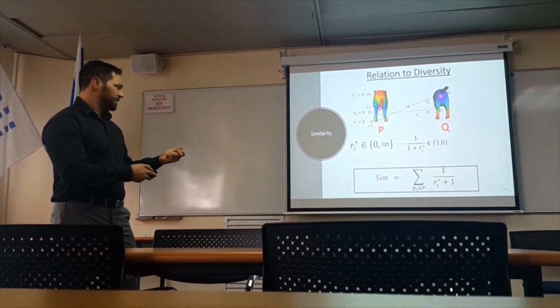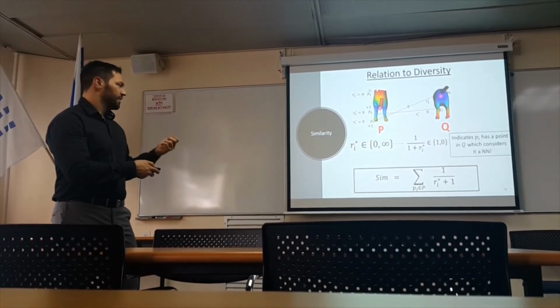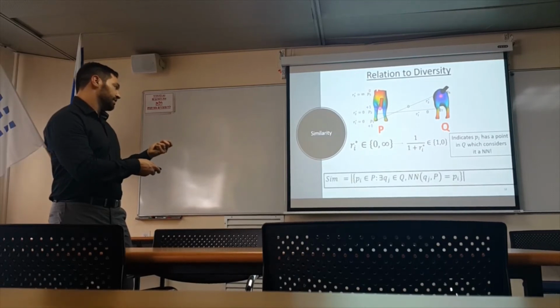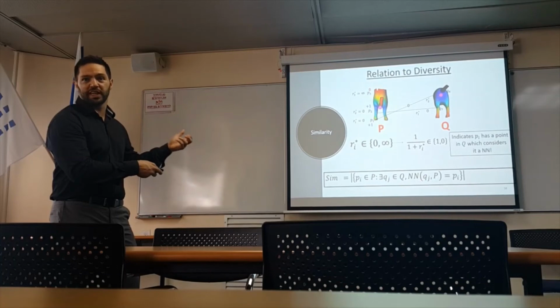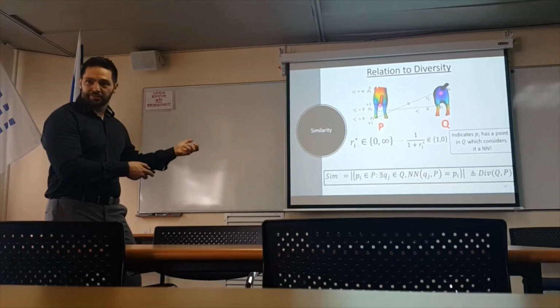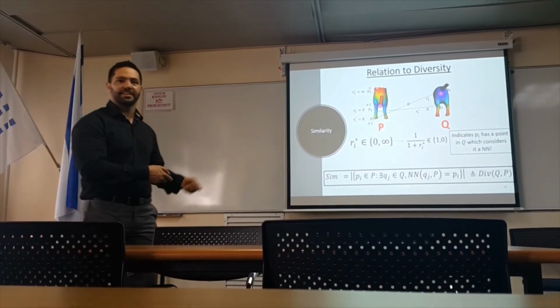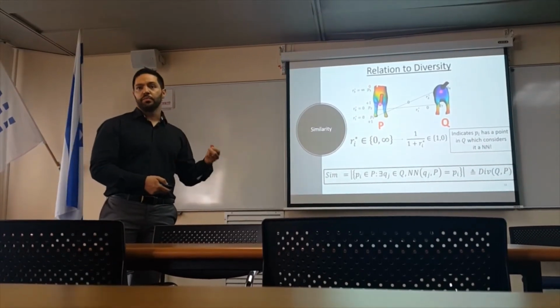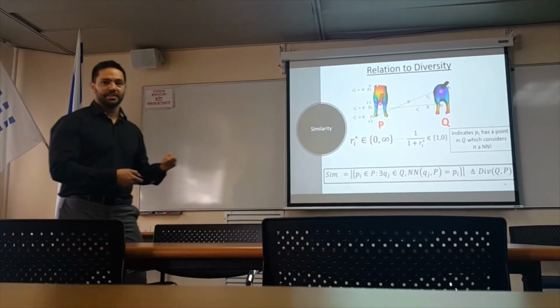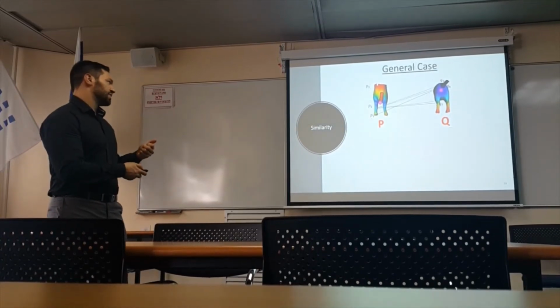And in this case, what happens to the similarity? It can be denoted by the following formula, which you have seen a few slides before. It is the definition of diversity. So this formula encapsulates well both diversity and geometrical inconsistency.